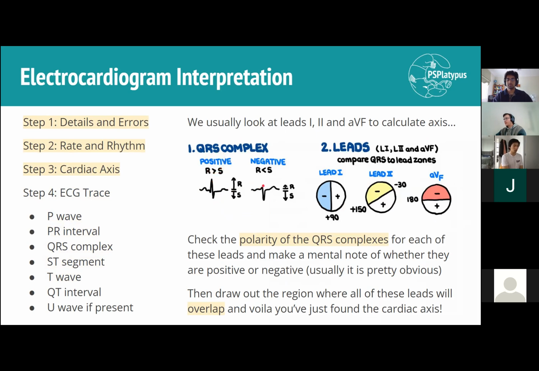If you have a look here, the R wave is just like a little blip, right? It's just like going up a little bit. And then the S wave is quite deep compared to it. So that's going to be more of a negative. So hopefully that clarifies that a bit.